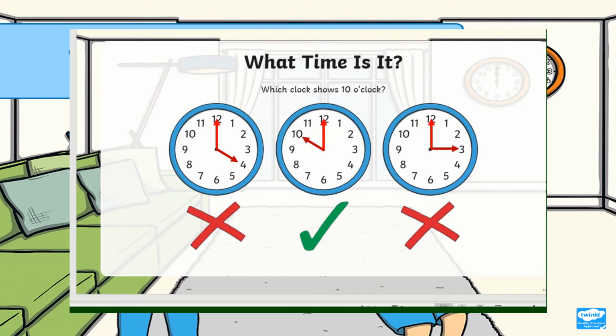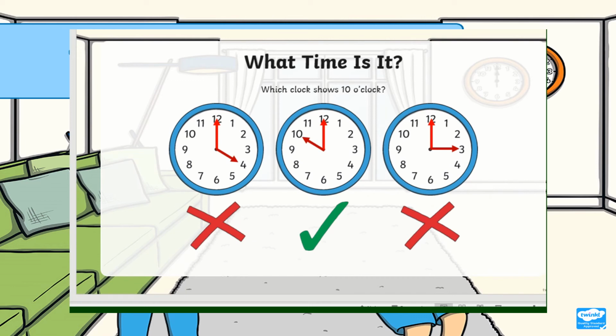Now then, what I want you to do this week is to be able to tell the time to o'clock. Have a go at reading times to o'clock. Each time, get an adult to question you and ask you, what time is it? And I hope that you will be able to tell the time to o'clock.